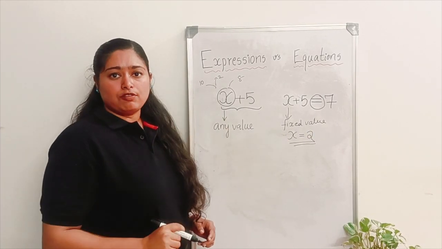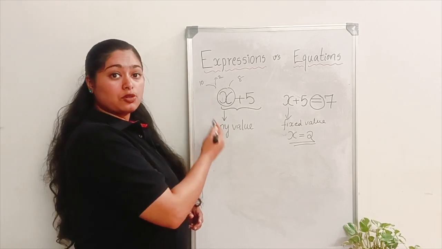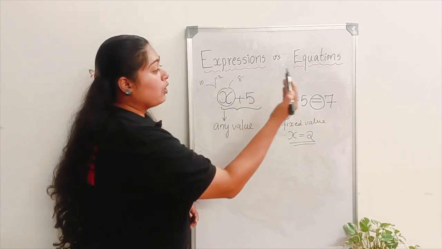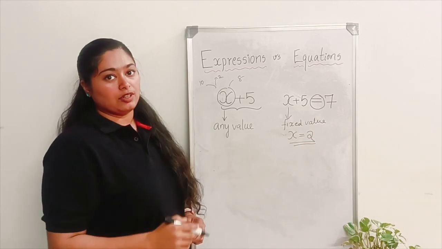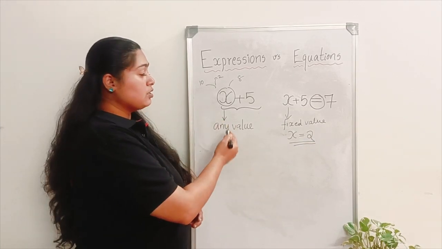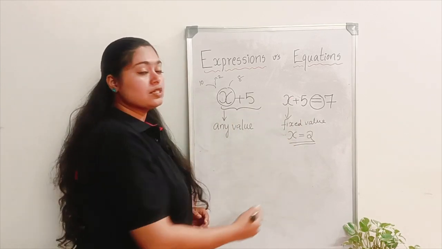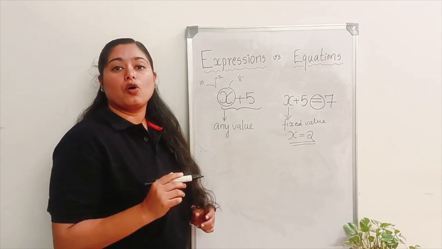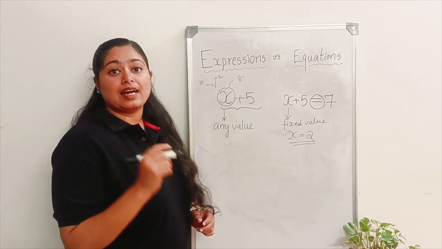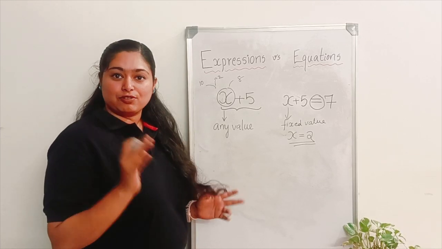So once again, if I summarize the two basic differences: expressions do not have an equal to symbol, while equations do have an equal to symbol. And the second difference, in expressions the value of the variable can be any number, whereas in equations the value of the variable will always be a fixed value, and that is the answer or solution for the equation. So I hope that difference is clear.